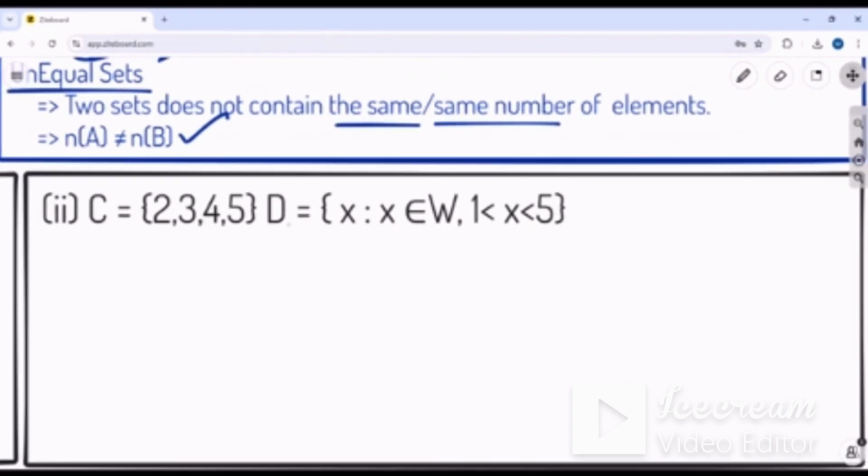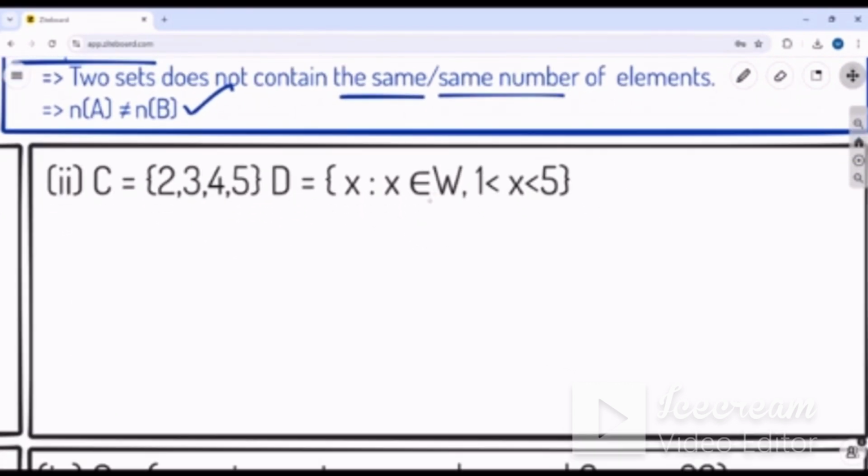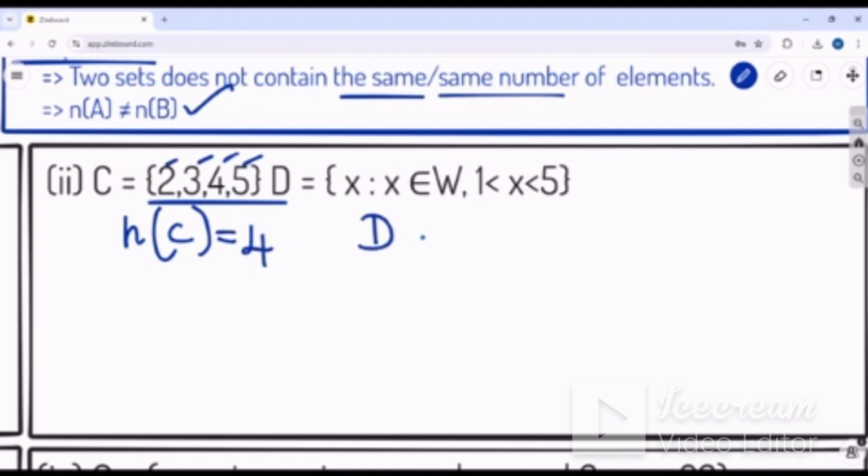Now let us move on to question number 2. In question number 2, if you could see, C is given directly. So we can write n of C is equal to the number of elements, which is 1, 2, 3, 4. But D is not direct. So let's figure out D.